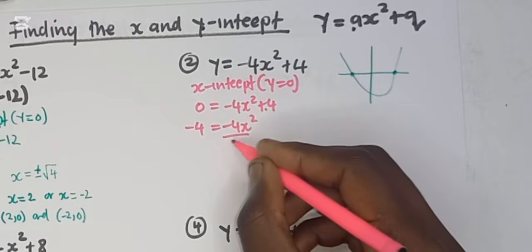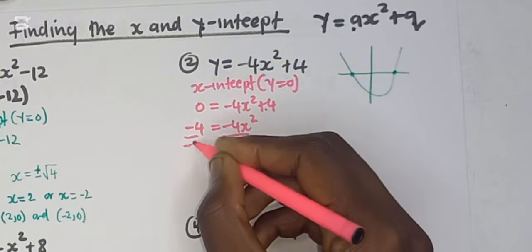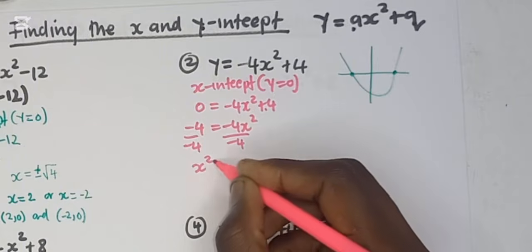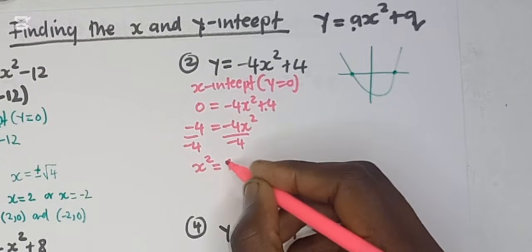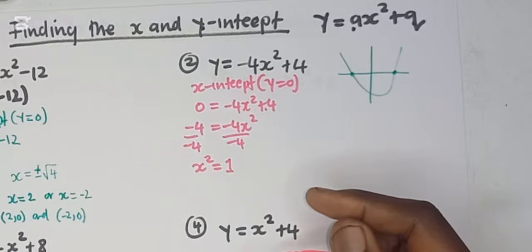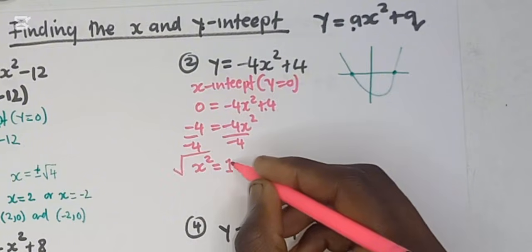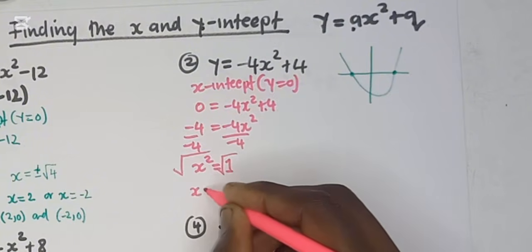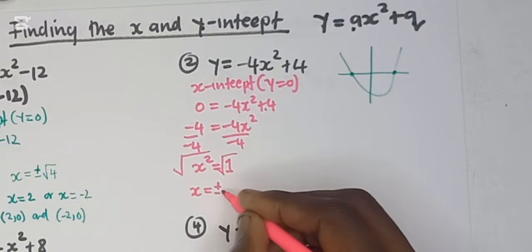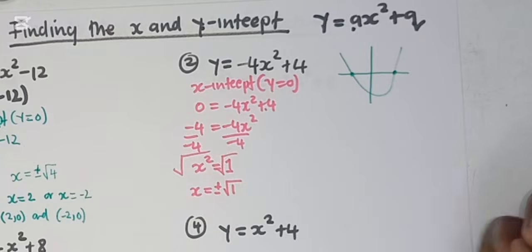From here on, I'm going to divide both sides by negative 4, and then our x squared is going to be equal to 1. Remember, you have to get two answers here, and we are looking for the value of x, not the x squared. So we're going to square root both sides. When we do, we're going to get plus or minus the square root of 1. We're going to get two answers.